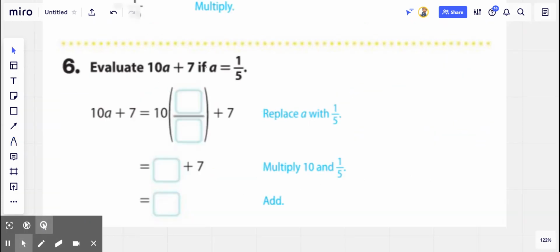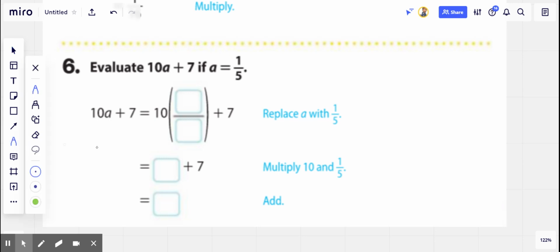Now, our final example, we have 10a plus 7. I'm going to write that over here. Actually, it's fill in the blank here. So 10a plus 7 equals 10. And then what does a equal? A equals 1/5. So let's put 1/5 in for a. All right, then plus 7.